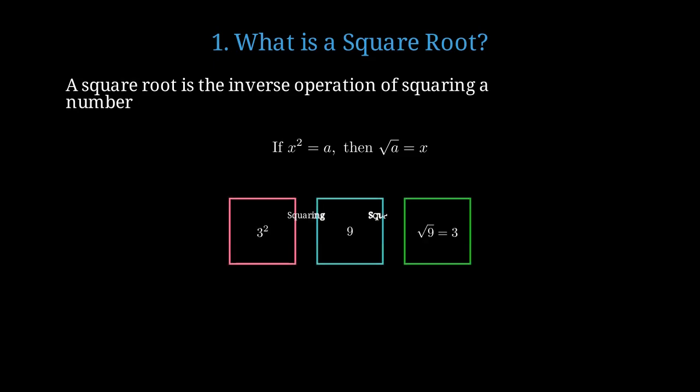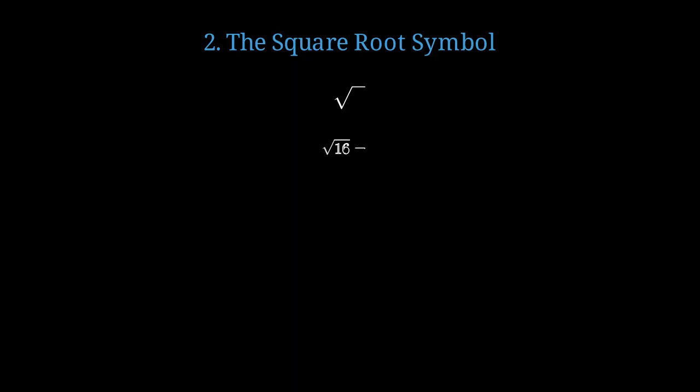Here's how it works. 3 squared gives us 9, and taking the square root of 9 brings us back to 3. They're inverse operations. The square root has its own special mathematical symbol. This is the radical symbol, used to indicate square root. The number goes under the horizontal bar. For example, the square root of 16 equals 4, because 4 times 4 equals 16.